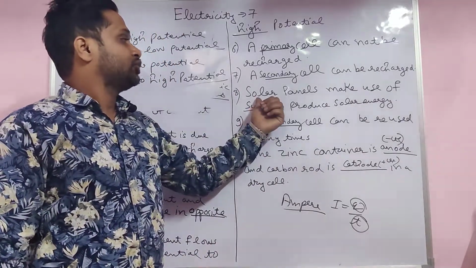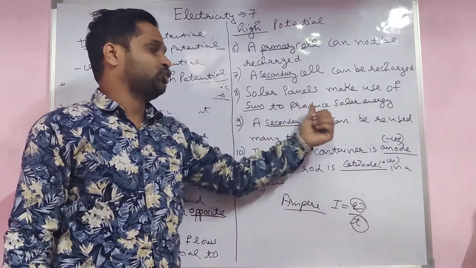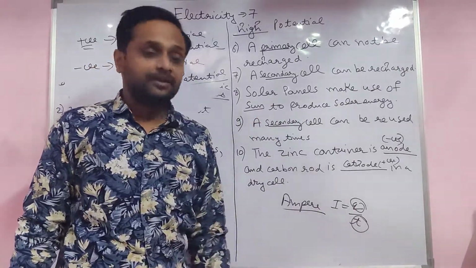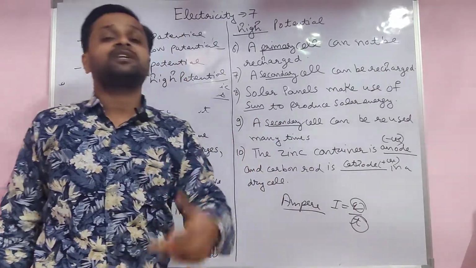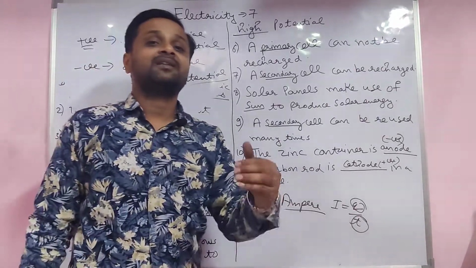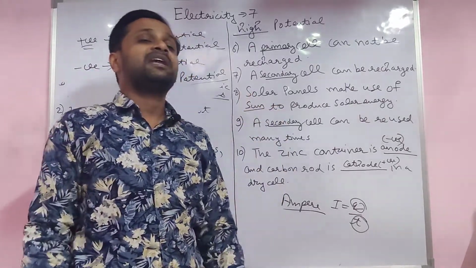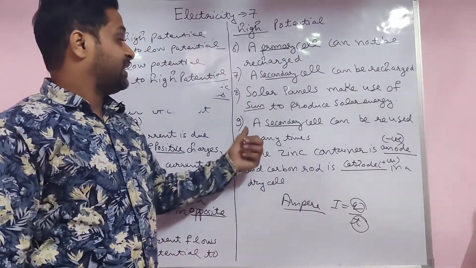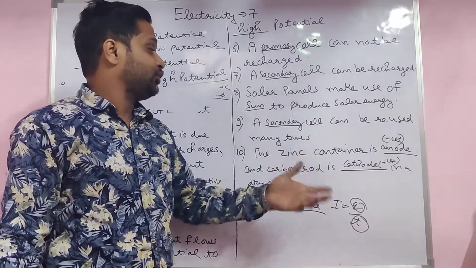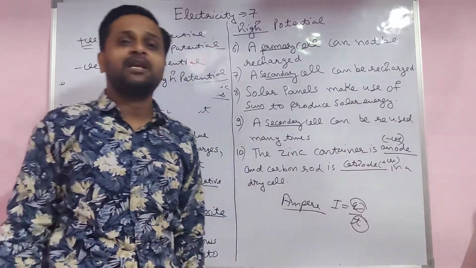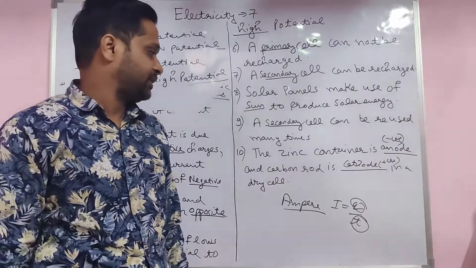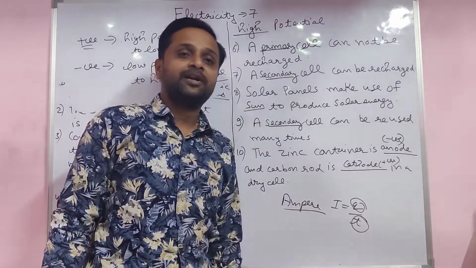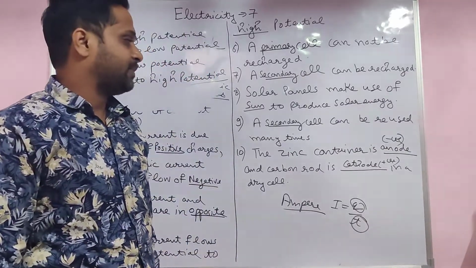Solar panels make use of dash to produce solar energy. That is the sun only. What is the main role of the solar panel? To convert light energy into electrical energy. In a solar panel, photovoltaic cells are there. That cell can be reused many times, that is a secondary cell, rechargeable. The battery used in mobiles, electric scooters, and inverter batteries are also secondary cells.